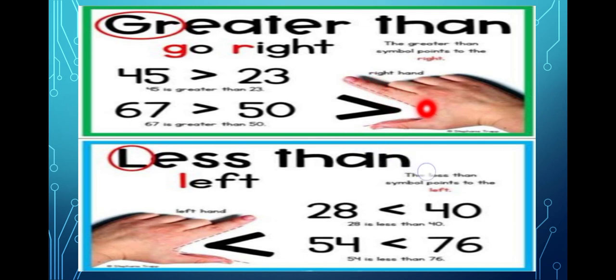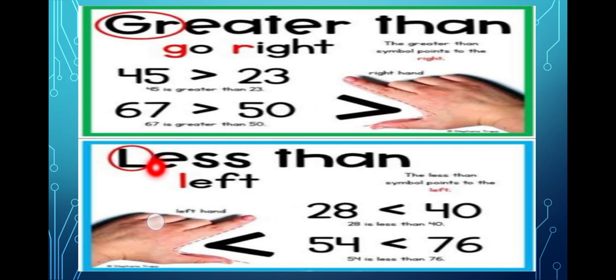So your right hand, when you do it this way, shows the greater than symbol. When you use your left hand to do the same, it shows the less than symbol. Now here you see how you are going to find out greater than and less than. First, this has two digit numbers, so first you will see the tens place. Here the tens place is 4 and here the tens place is 2. That means 4 is greater than 2, so 45 is greater than 23.